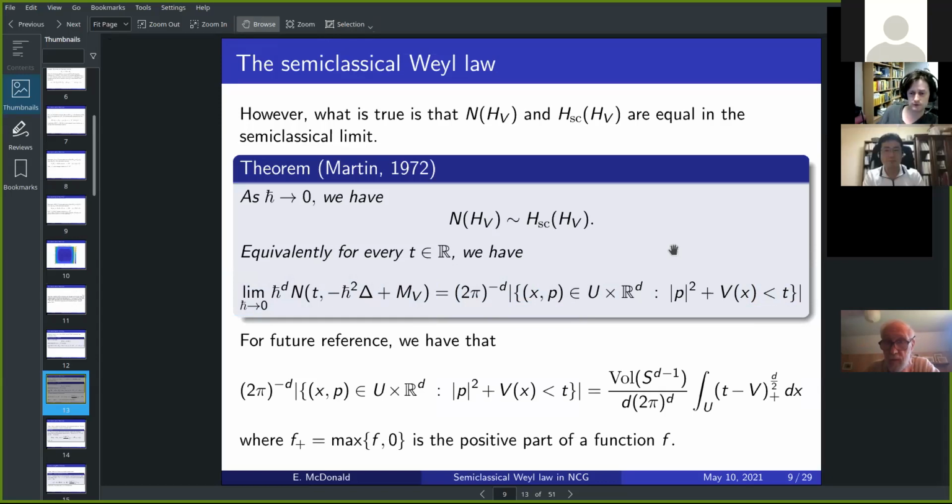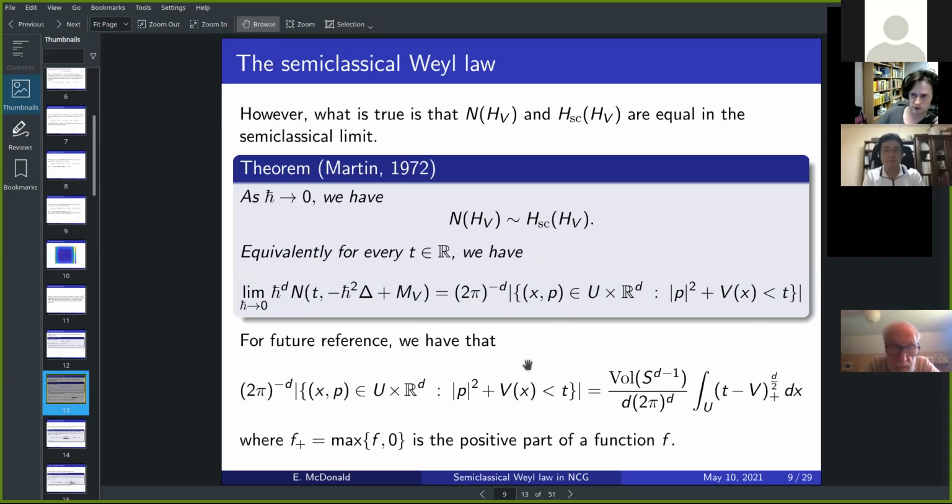So just for future reference, let me point out that this quantity I've written on the right-hand side here, just by Fubini's theorem, you can compute what it actually is. It's an integral of a certain function over the volume U. (t minus V) plus, I write plus for the positive part of the function. So this is just what it is when you compute it out.